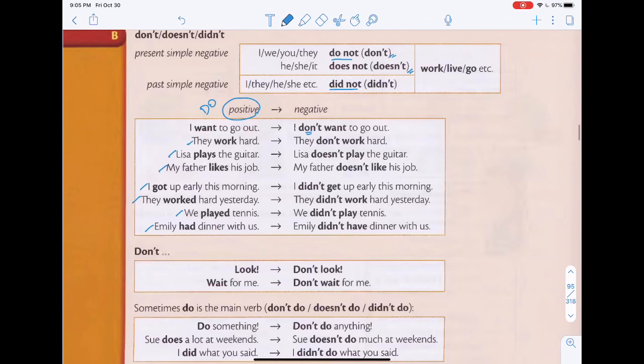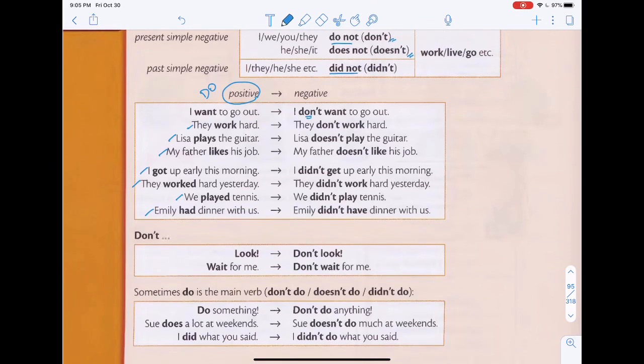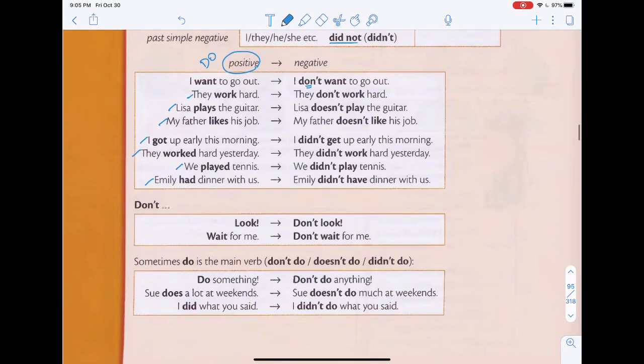So notice the pattern, how in the negative you have to add in don't, doesn't, or didn't. Okay, and in the positive you don't have to. So another example over here. So if you want to use don't, it'll be look becomes don't look. Wait for me becomes don't wait for me. Okay, so the don't, the doesn't, the didn't will go before the verb.